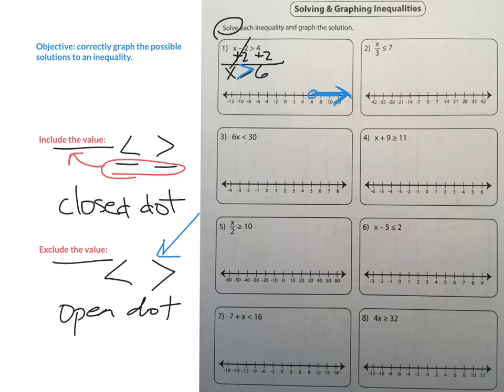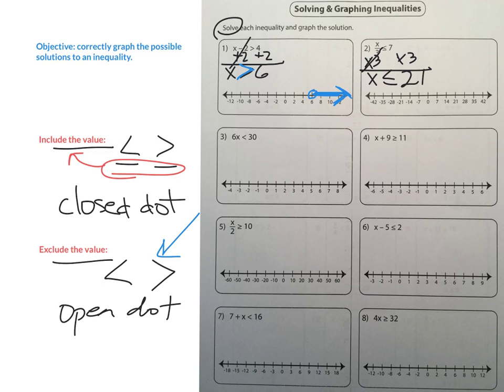Okay, and number 2, x divided by 3. So you are going to multiply by 3 on both sides of the inequality. Dividing by 3 and multiplying by 3 are inverses, so they will cancel. So x is anything less than or equal to 7 times 3, which is 21.